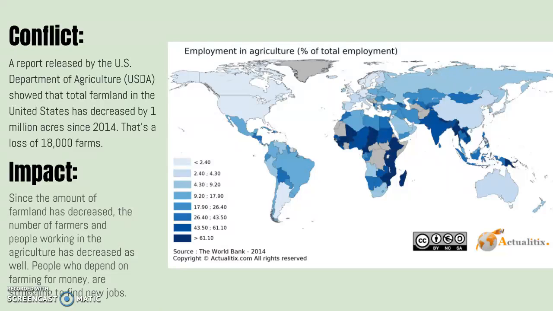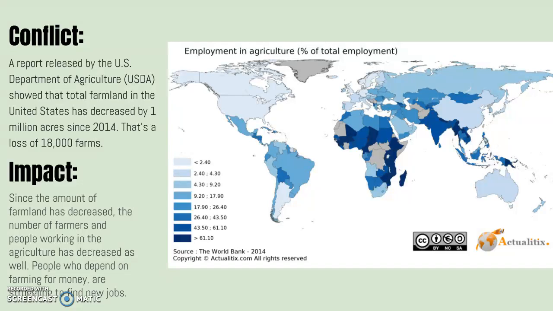The conflict. Based on a report by the USDA, the United States Department of Agriculture, the farmland in the USA decreased by 1 million acres since 2014. That's a loss of 18,000 farms.